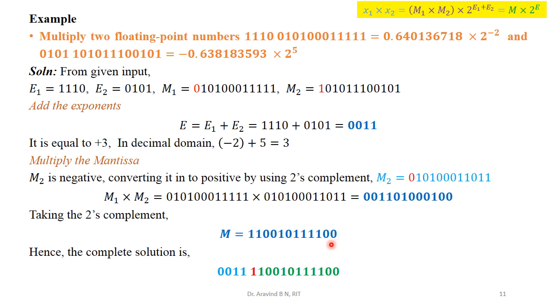Now the complete solution is given by the exponent part first and then the mantissa part, where this one bit represents that the mantissa is a negative value.